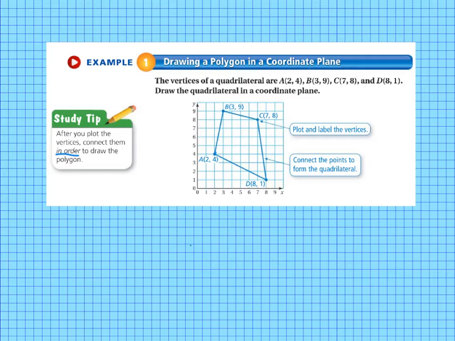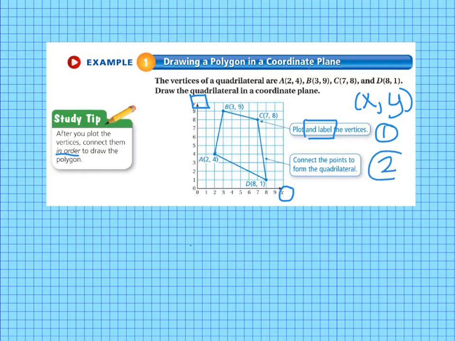So the thing to remember is that the first number in your ordered pair is along the x-axis, and the second number is along the y-axis. X is horizontal, y is vertical. And our first step is we are going to plot and label the vertices. That labeling part is pretty important so that we can get them in order. So our next step is we connect the points to form the quadrilateral.